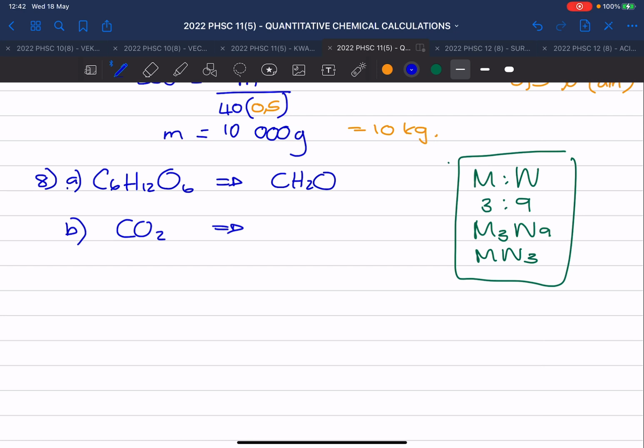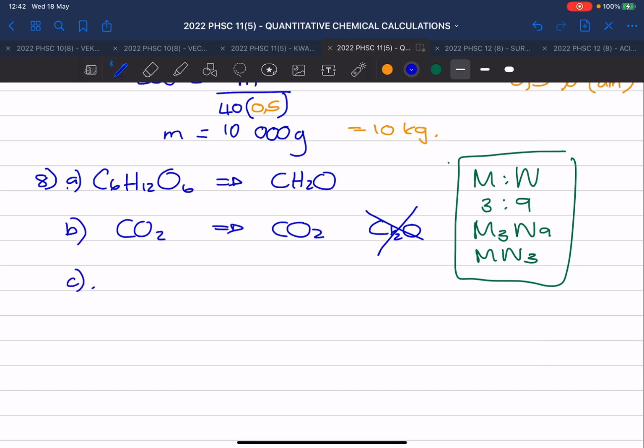So what happens? Isn't it CO? No, CO2. It stays the same. You can't divide by anything more, because you can't get something like C a half O. If you divide by 2, then you'll get a half. That's not right.